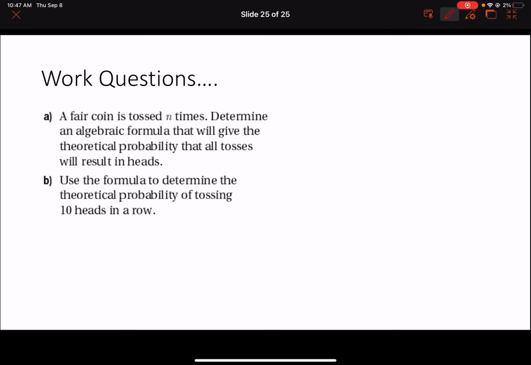Okay, and finally, last one. A fair coin is tossed n times. Determine the algebraic formula that will give the theoretical probability that all tosses will result in heads. Now that's a good thinking question. Use the formula to determine the theoretical probability of tossing 10 heads in a row.